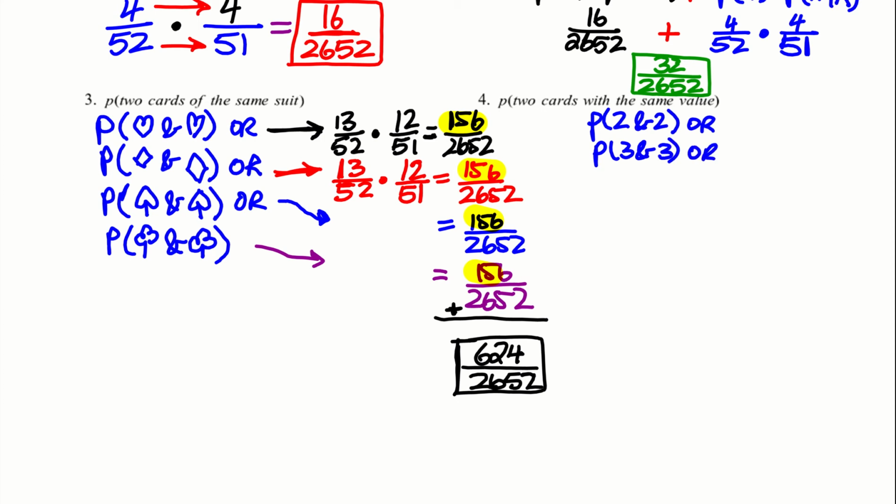Or a 4 and a 4, 5 and a 5, 6 and a 6, 7 and a 7, 8 and a 8, 9 and a 9, 10 and a 10, jack and a jack, queen and a queen, king and a king, ace and an ace.